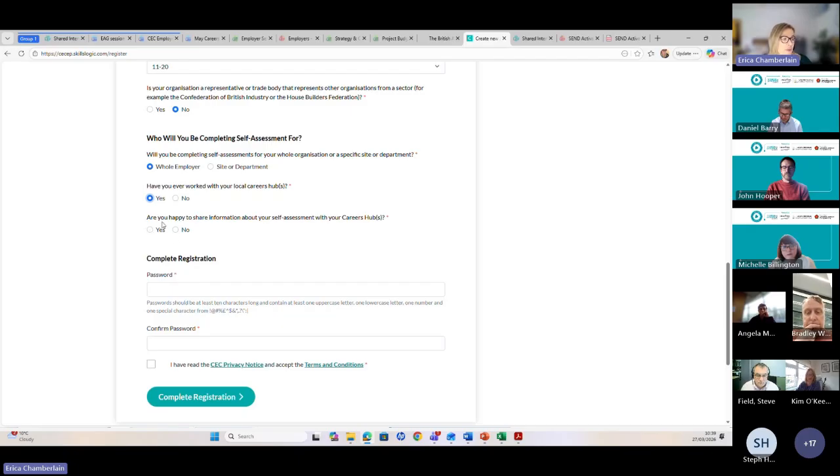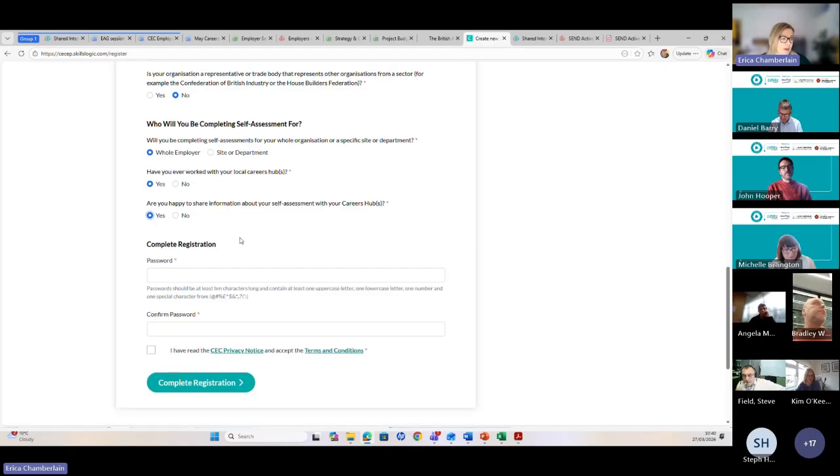Again, you can change this at any time in your profile, so you can click yes there, because then the careers hub will know that you completed it, and they can help you to make any improvements, put you into programs. But you can also select no, and that can be changed any time in your profile.